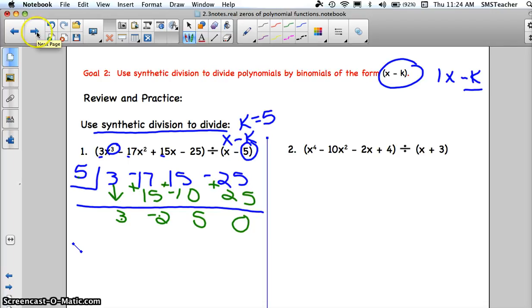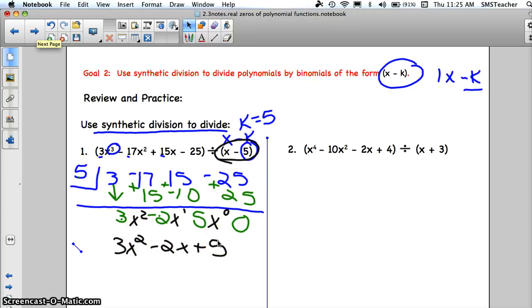0 is our remainder. 5 is our x to the 0 term. Negative 2 is our x to the first. And 3 is our x squared. So our polynomial after division by x minus 5 is 3x squared minus 2x plus 5.